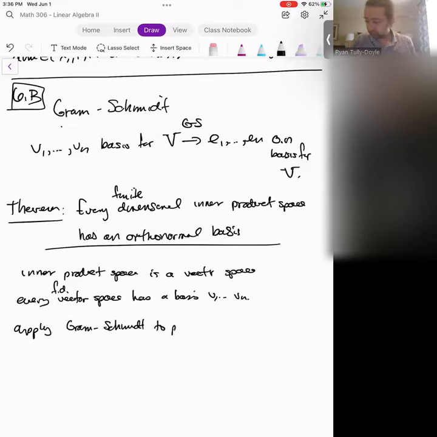To produce E1 through En with the same span. That's the proof. Not a very complicated one, but a central fact in the study of finite dimensional vector spaces. This one is so important. I'll put a little star right here. Very important.